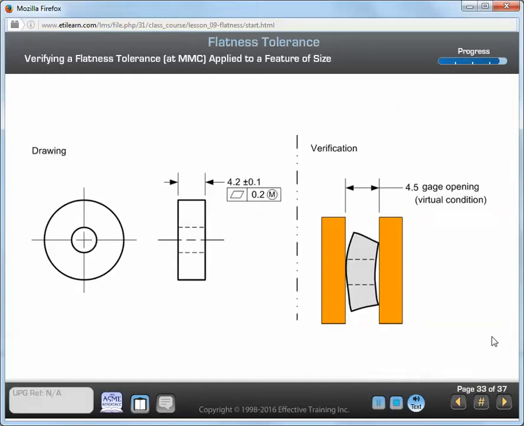Let's look at verifying a flatness tolerance at MMC applied to a planar feature of size dimension. The most common verification method used is a functional gauge. The functional gauge verifies that the feature of size does not violate its virtual condition. The distance between the sides of the gauge opening is set to the virtual condition of the feature of size. By verifying that the surfaces do not violate the virtual condition acceptance boundary, the flatness deviation of the median plane of the feature of size is also verified. You must verify the size tolerance separately.